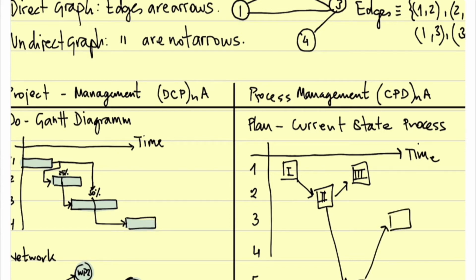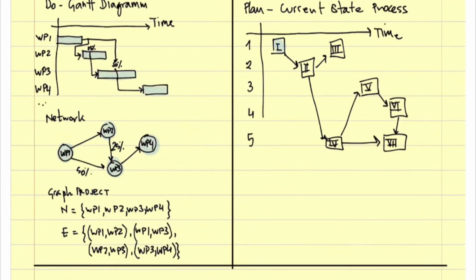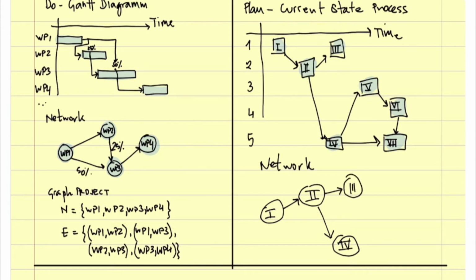So you can see very fast that this is also a network, a different network, where you have your process steps: 1 is connected to 2, 2 is connected to 4 and 3, 4 is connected to 5, 5 to 6, and 6 to 7, but also 4 is connected to 7.